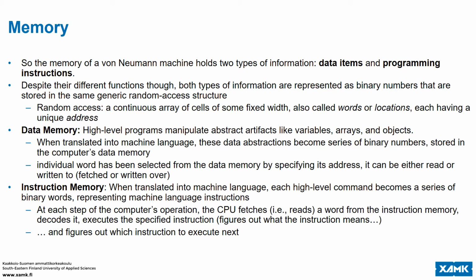Now, data memory consists of those high-level programs that manipulate abstract artifacts like variables, arrays, objects, things that we create as programmers. When translated into machine language, these data abstractions become a series of binary numbers that are stored in the computer's memory.